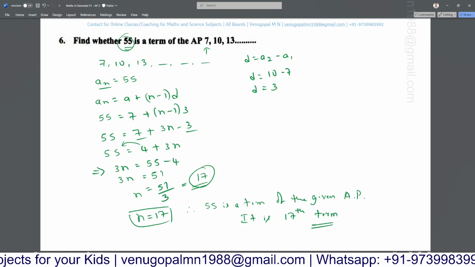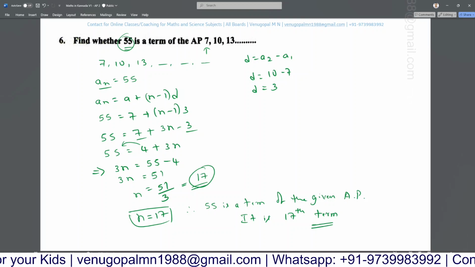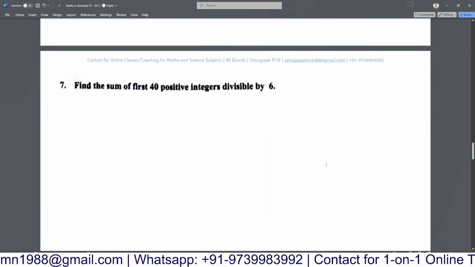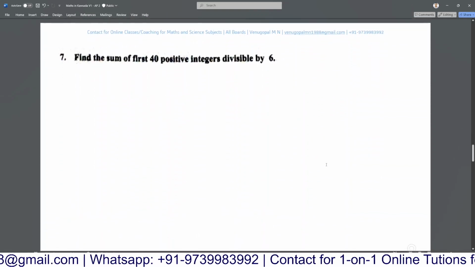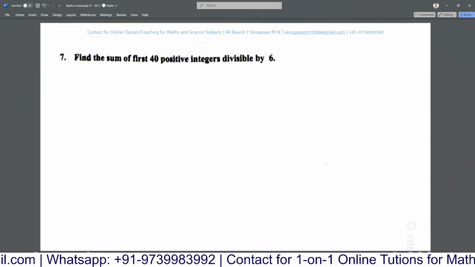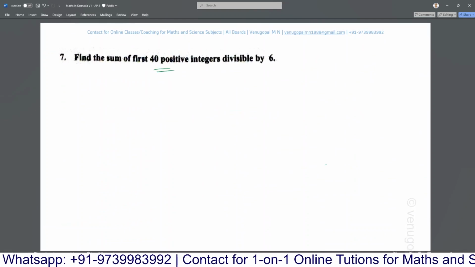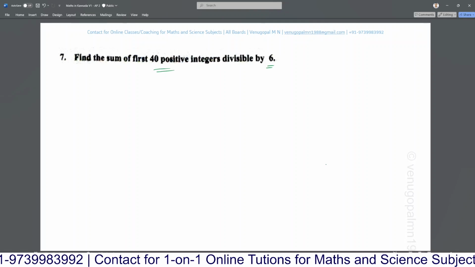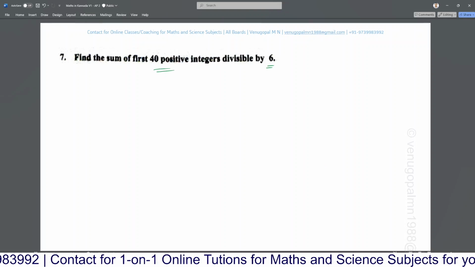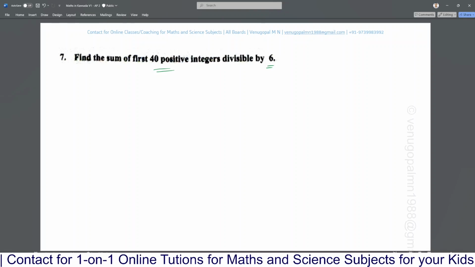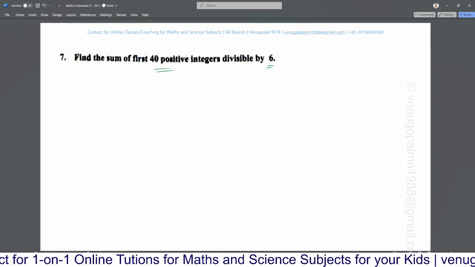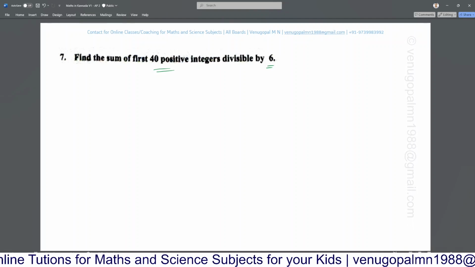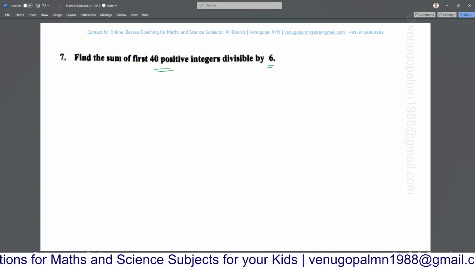Very simple. All you have to do is use your common sense and think. Don't think it is a complex sum. We just have to go one step at a time. Find the sum of the first 40 positive integers which are divisible by 6. Very simple example. They are asking you to find the first 40 positive integers divisible by 6.